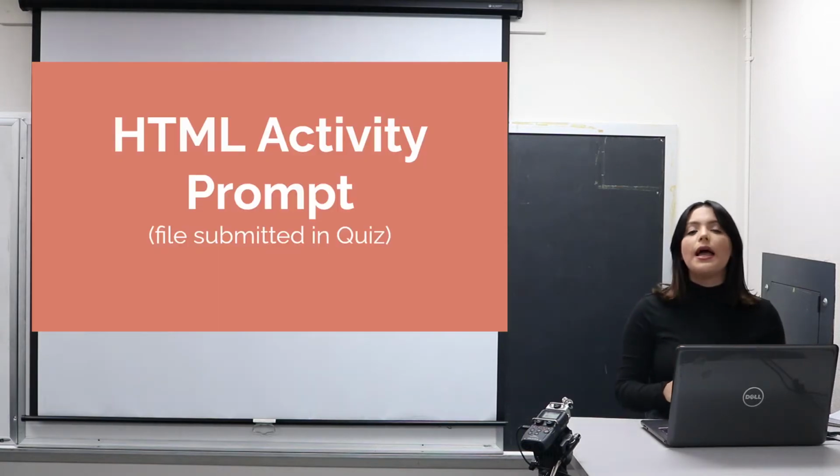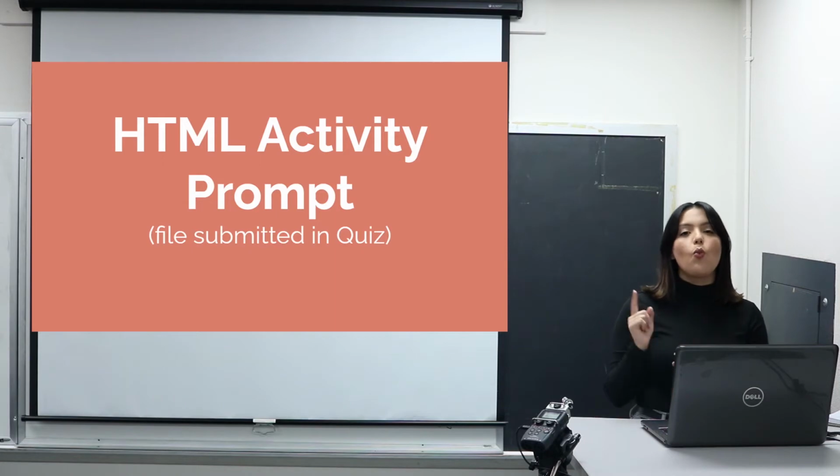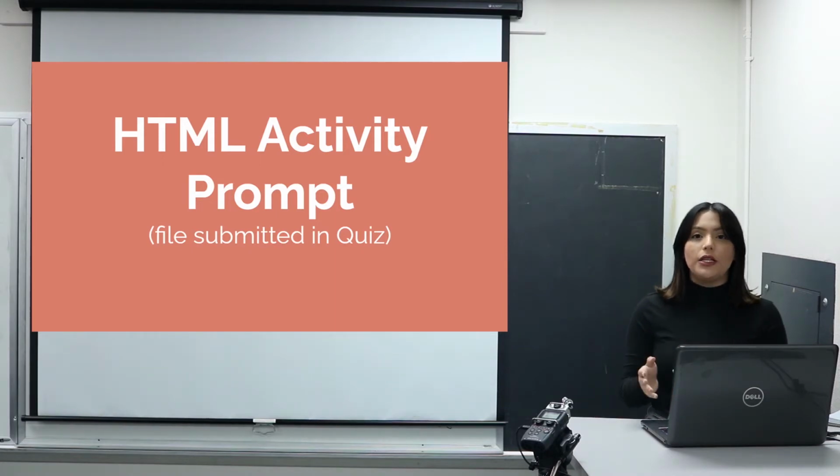And the next step is your HTML activity prompt. So for this activity prompt, what you will be doing is coding one page of Kim's website. So you will be coding the About Me page, and you'll be doing the bare bones of the page. So I'm talking just text. There's going to be no colors, no pictures, nothing. So the activity prompt is going to walk you through how do you set up a basic HTML page. So what code do you need in order to do that? This activity prompt is going to walk you through that.